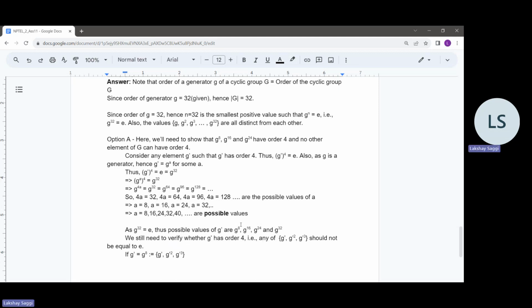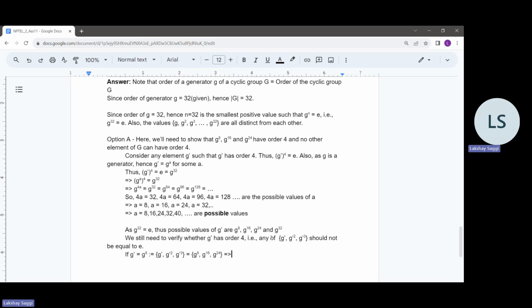So these are the possible values for g prime, and we'll just verify for all these possible values if this holds true. Like if g prime square and g prime cube are not equal to E. So how will we do this? This set will be nothing but g prime replaced by g raised to the power 8, as we have considered g prime as g raised to the power 8. So it will be g raised to the power 8, then g raised to the power 16, then g raised to the power 24.